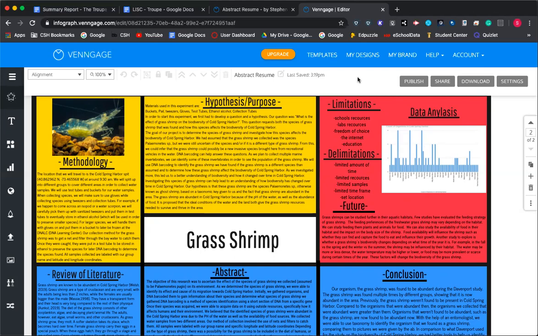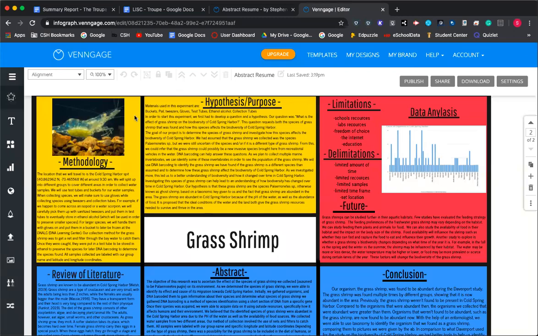Methodology. The location that we traveled to is the Cold Spring Harbor spit. At around 9:30 a.m., we will split up into different groups to cover different areas in order to collect water samples. We will use test tubes and buckets for our water samples. When collecting species, we will make sure that we use gloves while collecting species using tweezers and collection tubes.